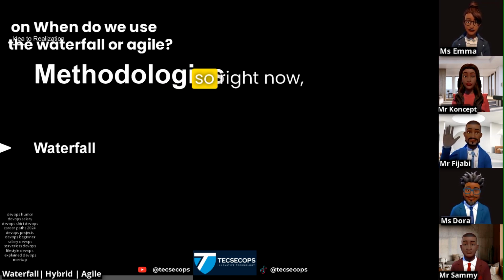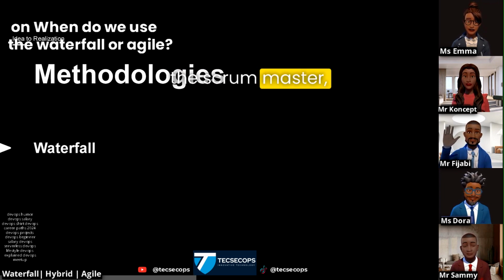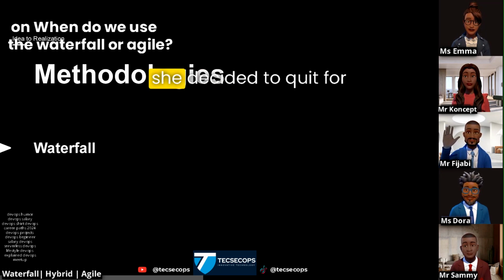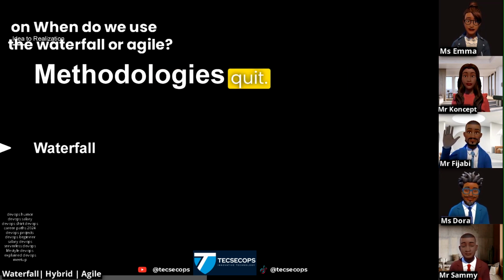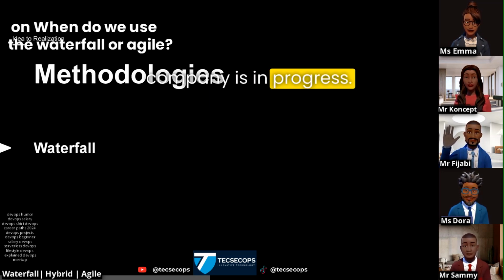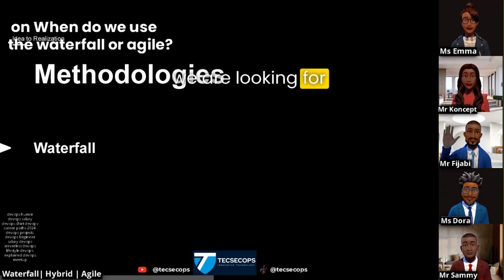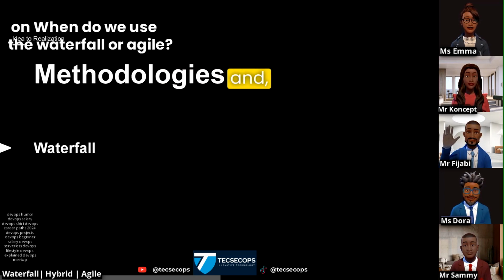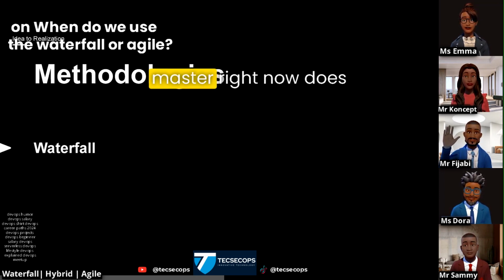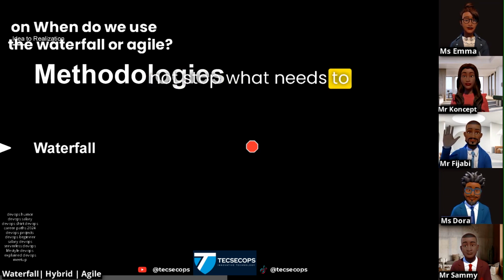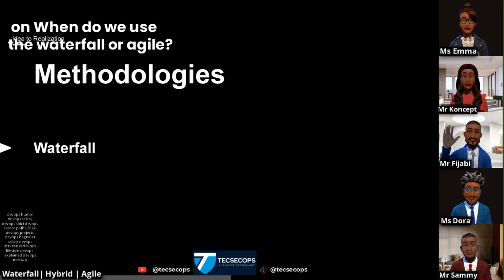Thank you, sir. So right now, we had a Scrum Master until last week, before she decided to quit, and I don't know why she quit. But right now, the company is in progress, we're looking for another person to replace the Scrum Master. But with the current task at hand, us not having a Scrum Master right now does not stop what needs to be done in those backlogs. But like I said, the company is on the lookout for a new Scrum Master.